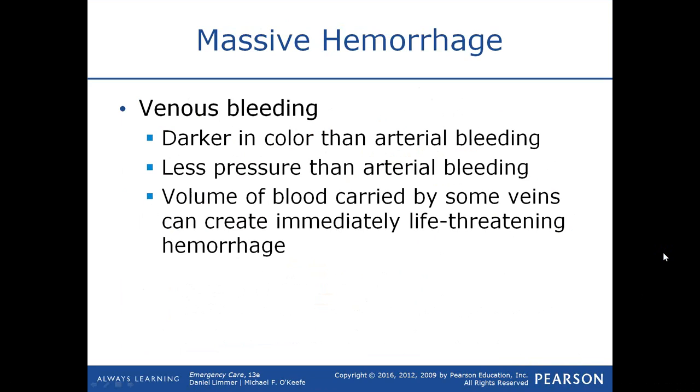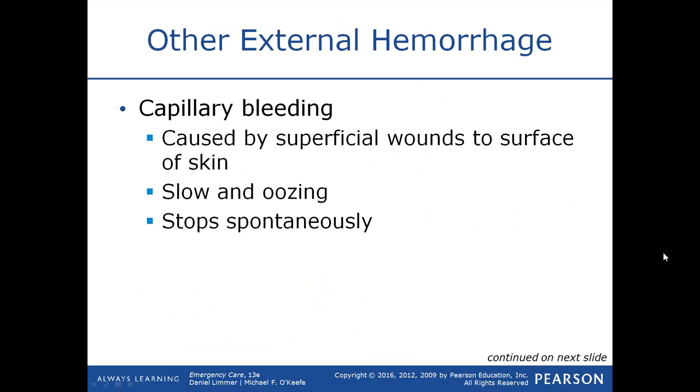Venous bleeding is going to be darker in color. You can still have massive venous bleeding, but because veins are under less pressure than arteries, the blood is going to be sort of a constant ooze. It's going to be darker in color because it's not saturated with oxygen. And again, you can lacerate larger veins, like your femoral vein, that could create enough bleeding to cause life-threatening hemorrhage. Capillary bleeding is usually slow and oozing, and it'll stop on its own within a couple minutes or easily with direct pressure.